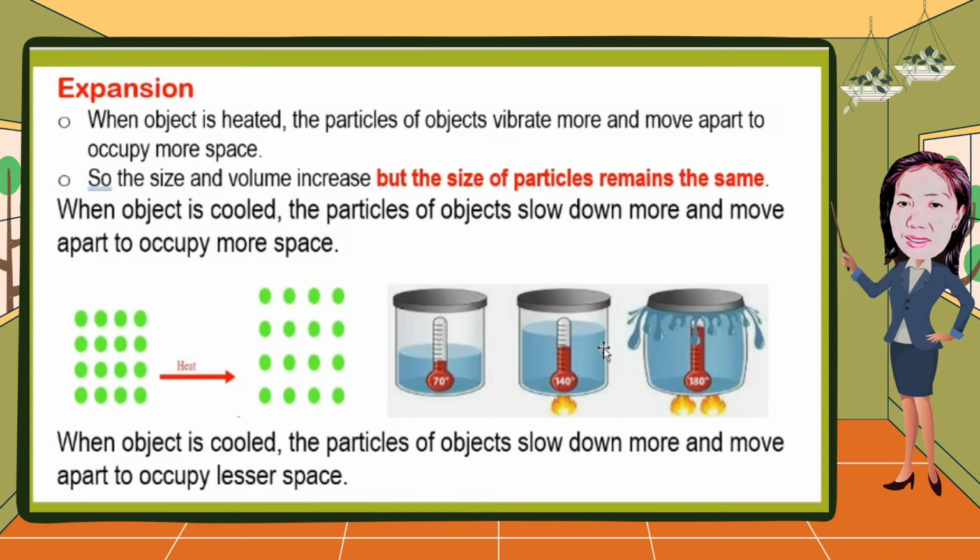So what happened to the particles of water? They start moving. So that when they move, they will occupy a greater space. So the volume will now increase. Okay, so this is what we call as thermal expansion. Okay?